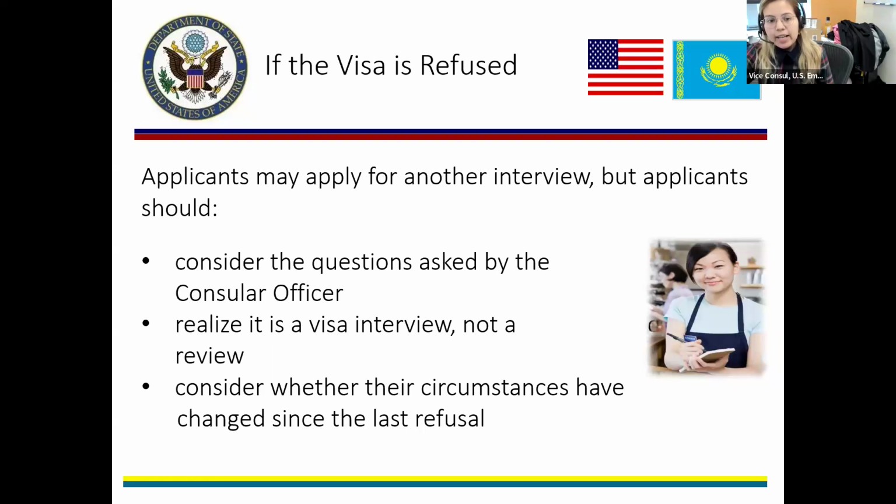And then finally, consider whether any of your circumstances have changed from your last refusal. And so maybe, for example, the last time you were applying for a visa, you didn't have that English language proficiency. Maybe now you went and you took some English language courses, and now you have that level of proficiency. Or maybe last time you weren't sure how you were going to finance your studies, but maybe now you received a scholarship, or you have funding from another source. And so that is something that you might want to bring up at your subsequent interview.